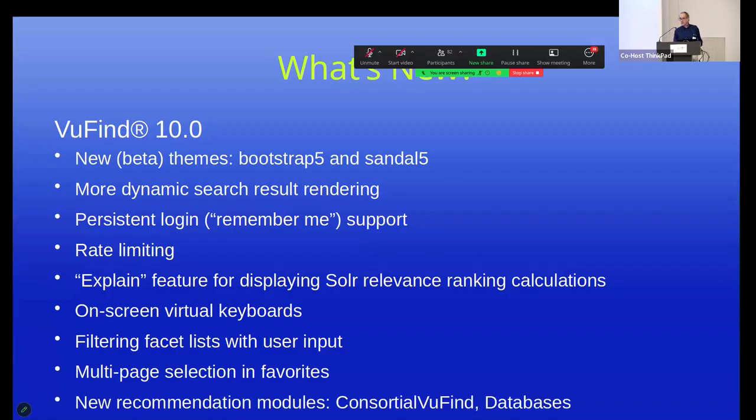And we have some new recommendation modules. We have consortial VuFind, which was designed with the ReShare system in mind, but could have other applications. The idea of this being it can connect to the API of an external VuFind instance and provide results from there as recommendations to complement your own local searches, as well as a databases recommendation module, which can look at some of the facet data within the search results and recommend relevant databases based on that.